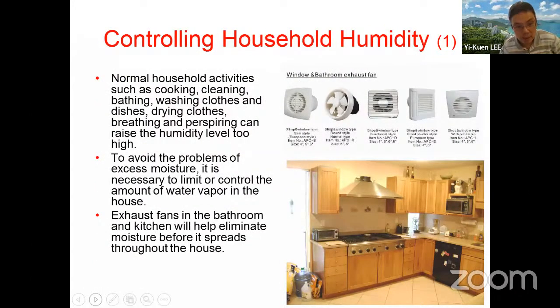So that's why, typically, how can we control humidity?